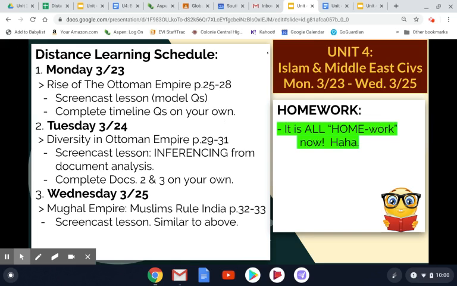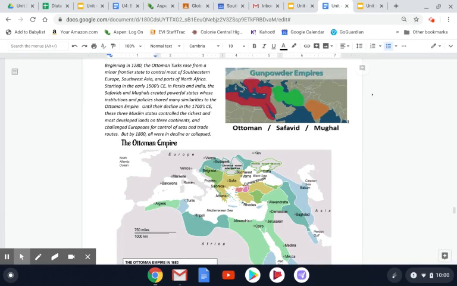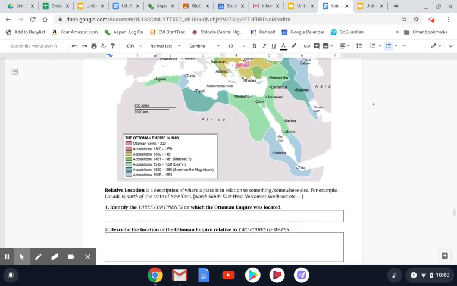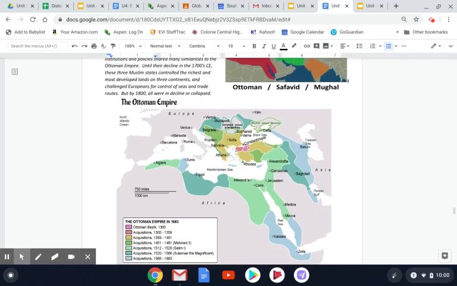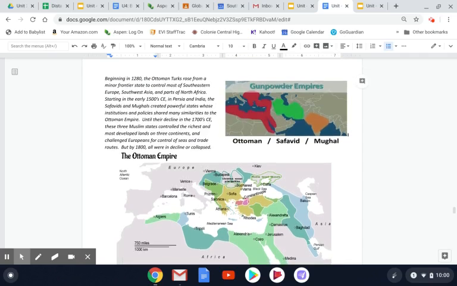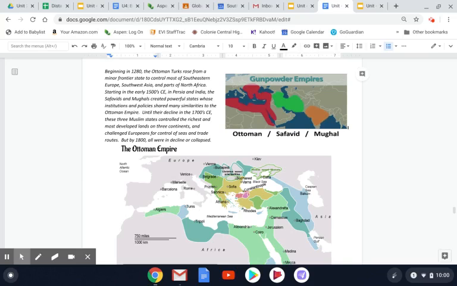So let's go over to our packet page. So once again, you should be on page 25. It looks just like this. It has a map of the Ottoman Empire, as well as a little introduction. So follow along with me as I read the introduction with you.